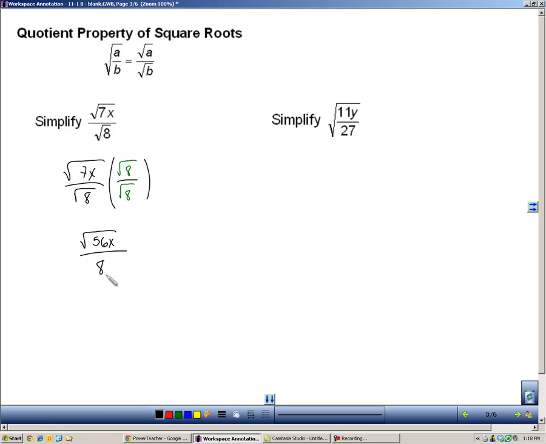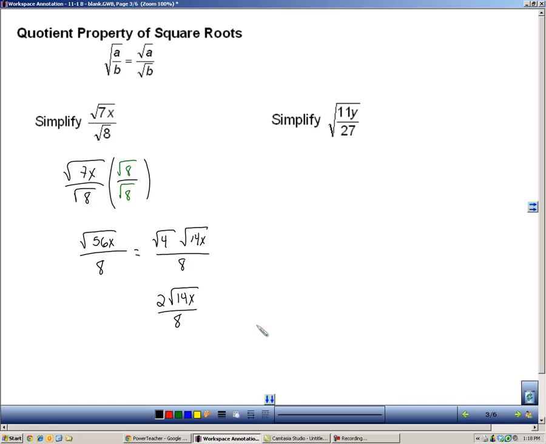Now we have to figure out, does 56 have a perfect square? And it does. Square root of 4 times the square root of 14. Now don't forget that x is still there. Over 8. And what is the square root of 4? Well, it's just 2. Square root of 14x over 8.